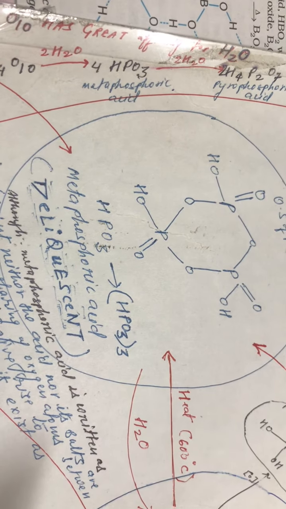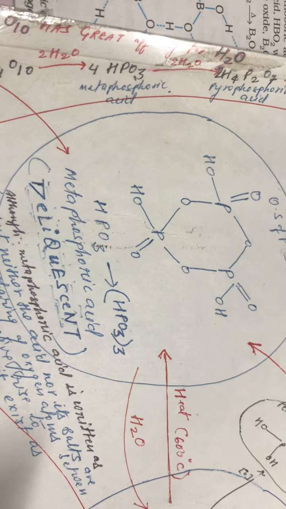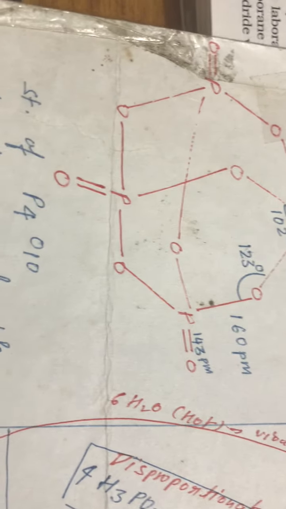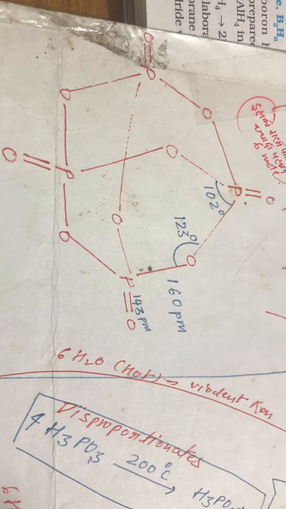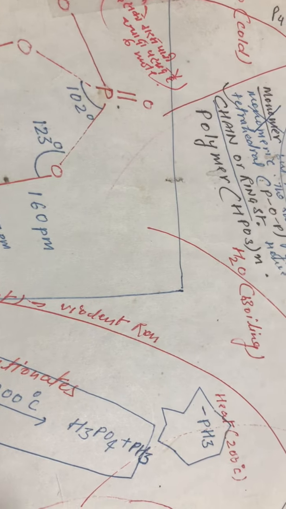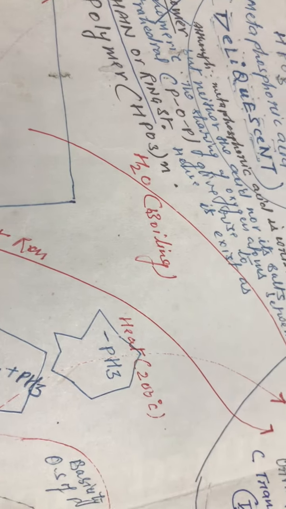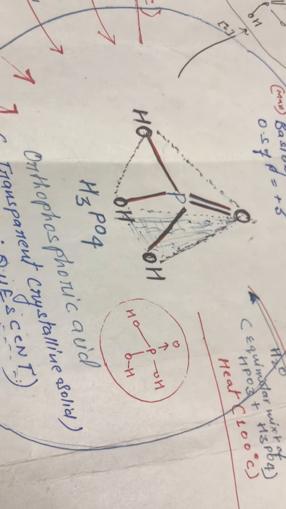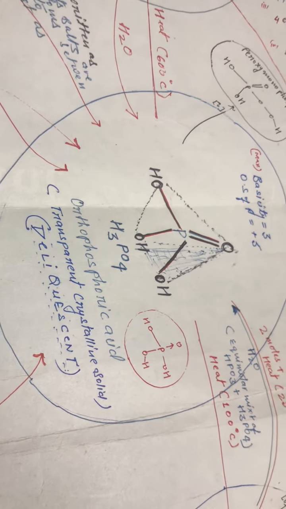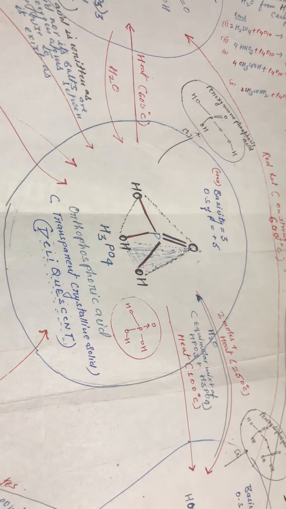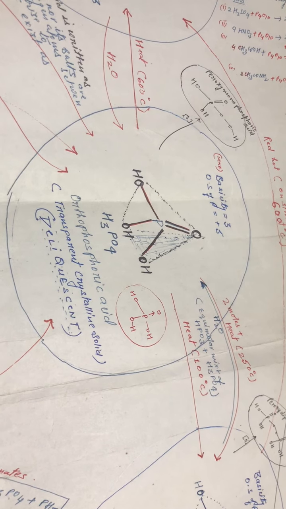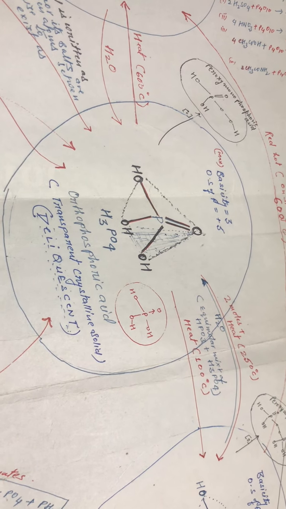Actually, metaphosphoric acid exists in polymeric form. This is its trimeric form. Now come back to P2O5, that is P4O10. If you treat it with excess of water, that is hot or boiling water, then definitely it is going to form phosphoric acid, that is H3PO4. You can see very clearly this H3PO4. Is it visible to all of you? Yes. Orthophosphoric acid. This is a transparent crystalline solid, deliquescent in nature.